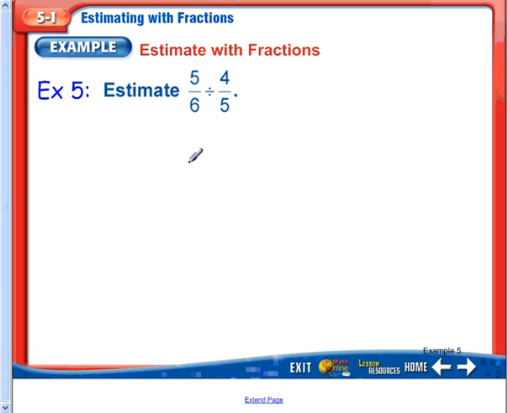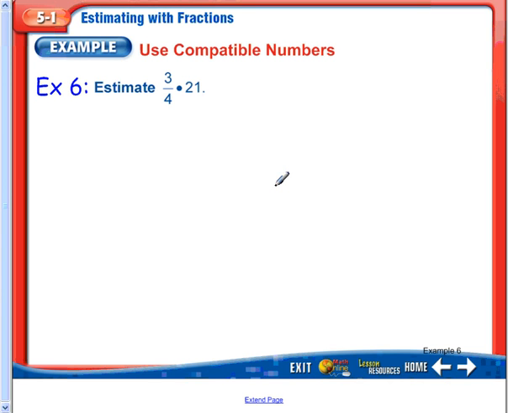5/6 is about 1 because it's greater than 1/2. And if we divide by 4/5, and 4/5 is really close to 1 as well, so 1 divided by 1 is 1. So 5/6 divided by 4/5 is about 1.